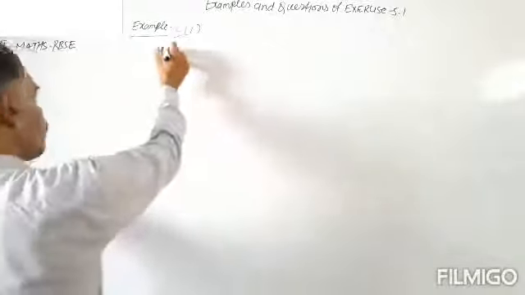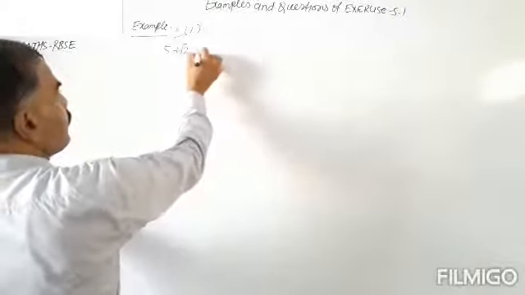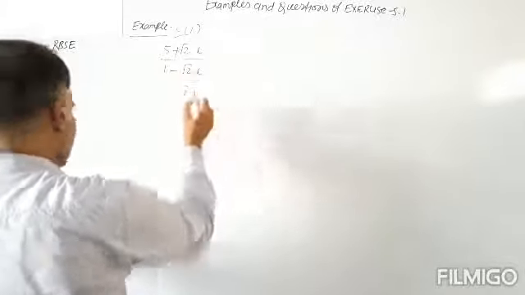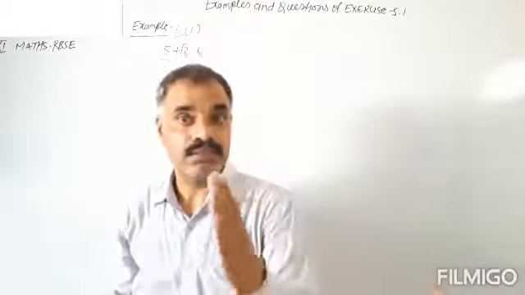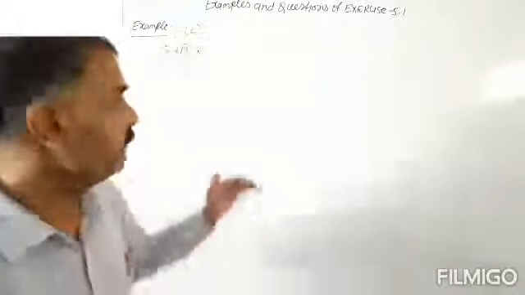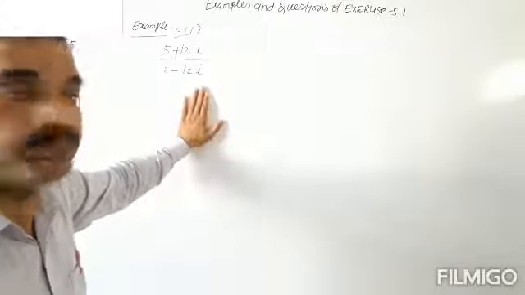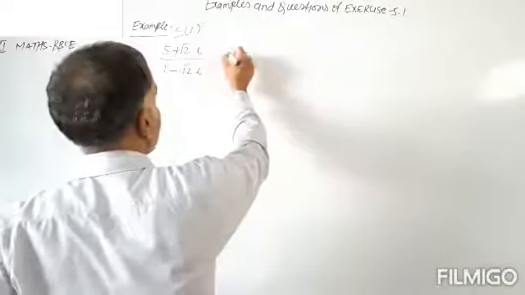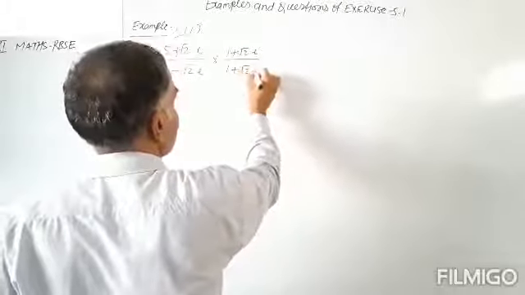The given complex number is 5 plus under root 2 into iota upon 1 minus under root 2 into iota. We have to put this in a plus iota b, the standard form. Here again we have to multiply by the complex conjugate of the denominator, that is 1 plus under root 2 into iota upon 1 plus under root 2 into iota.